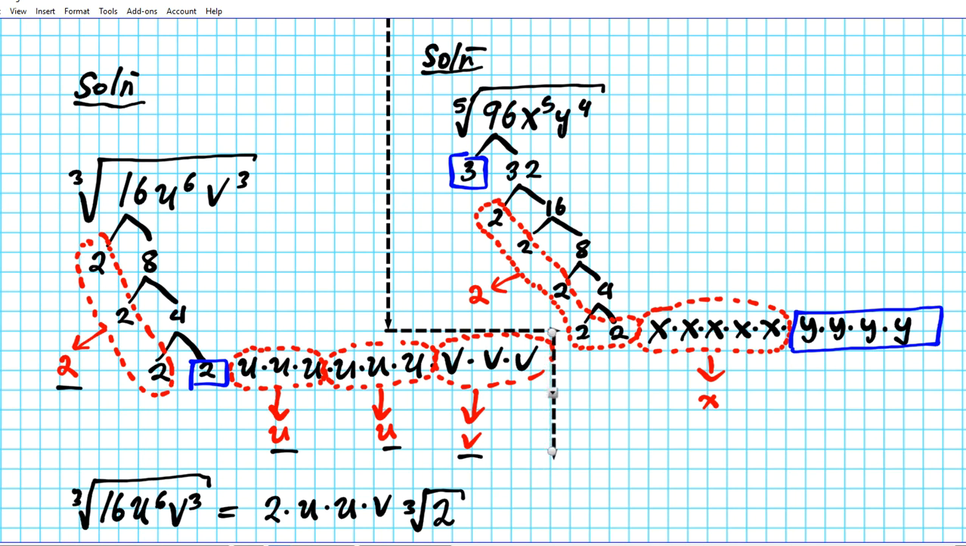The 5th root of 96, x to the fifth, y to the fourth is going to be, so 2 and x are the only numbers that came out. So we have 2x times the fifth root of what stays behind, which is 3, and then y times y times y times y, y to the fourth. That, ladies and gentlemen, is your final answer.